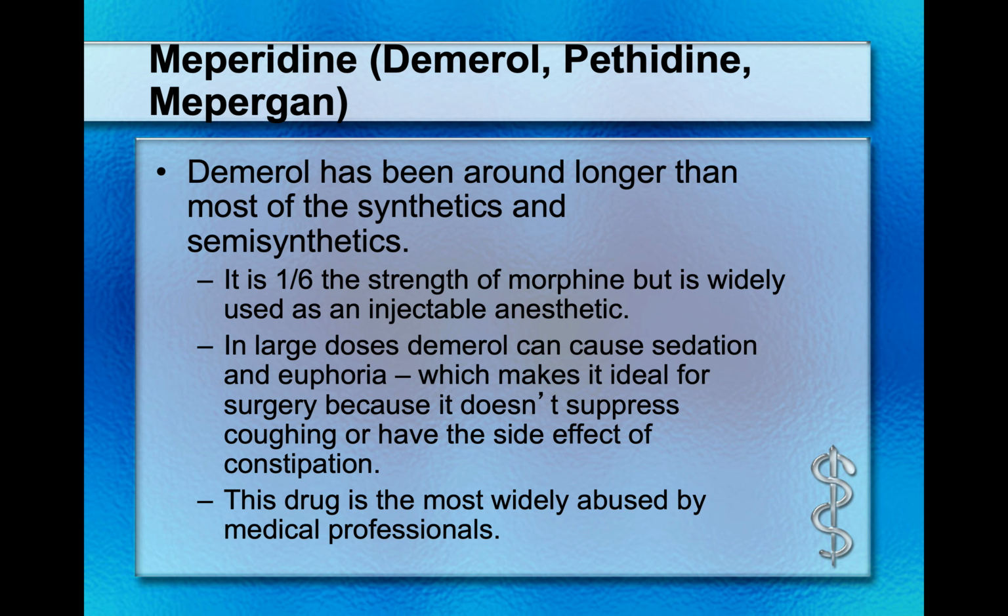Meperidine or Demerol, Pethidine, and Mepergan have been around longer than most of the synthetics and the semi-synthetics. Demerol is 1/6 the strength of morphine, but is widely used as an injectable anesthetic. In large doses, Demerol can cause sedation and euphoria, which makes it ideal for surgery because it doesn't suppress coughing or have the side effect of constipation.